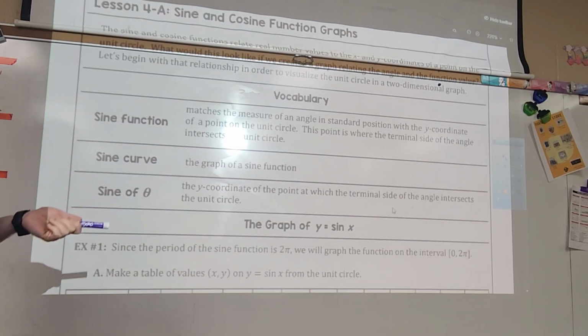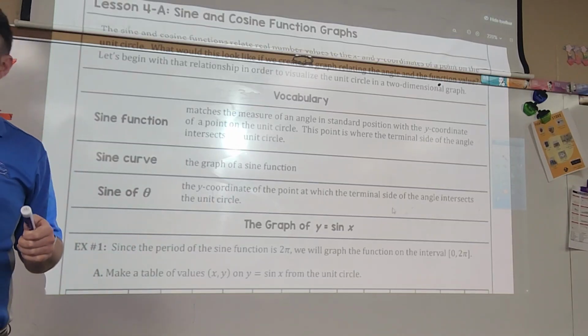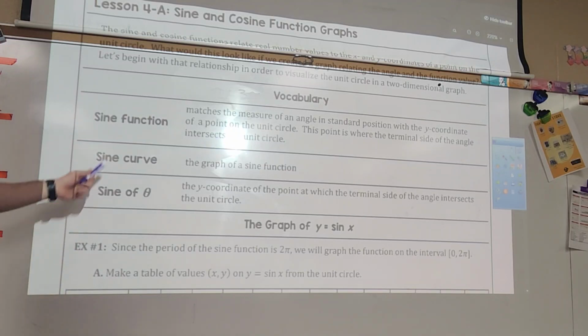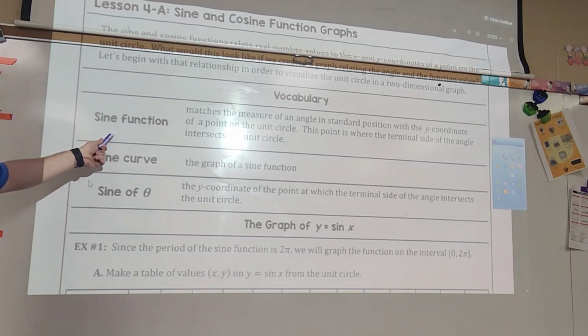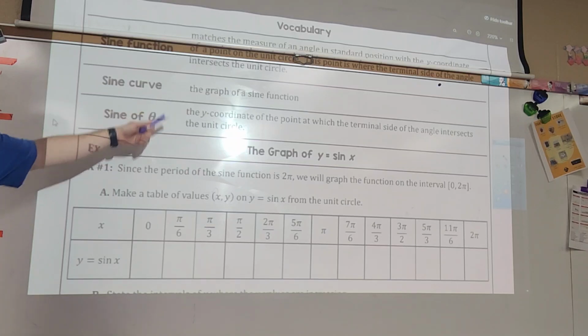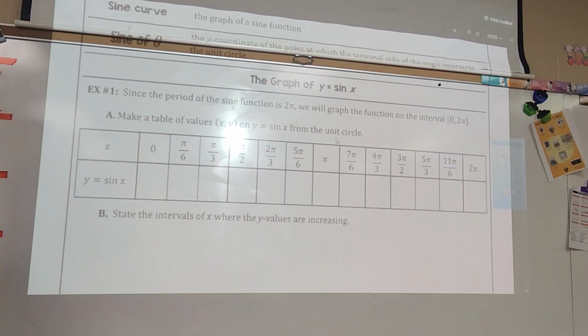You guys can already graph a little bit of periodic functions, right? Like that was on the quiz, with your amplitude and your periods and all that good stuff. Do we know what a sine function is? Yeah. On the unit circle, it is our y. Do we know what a sine curve is? It's the graph of a sine function. So when I'm referring to the sine curve, I'm talking about the graph. And the sine is the y.